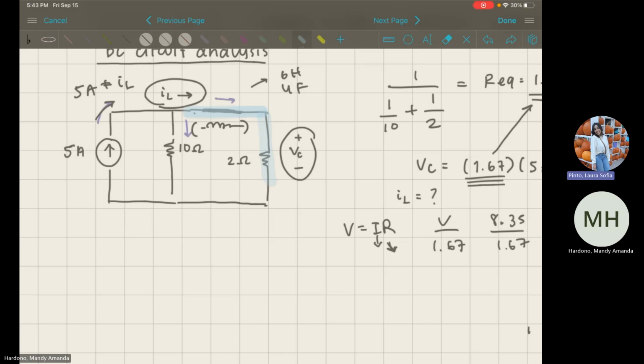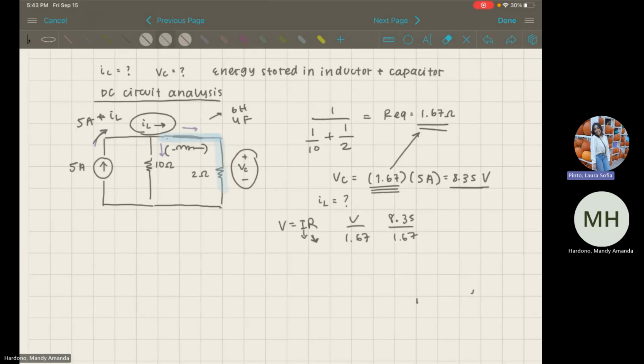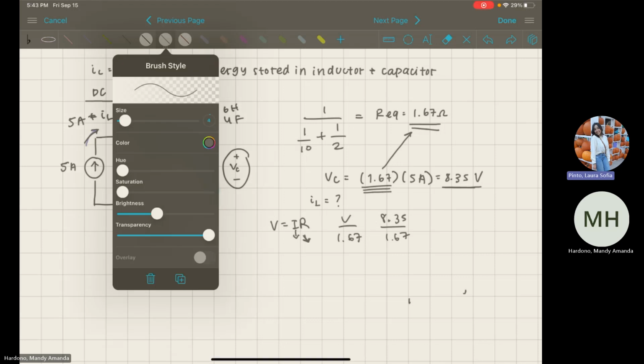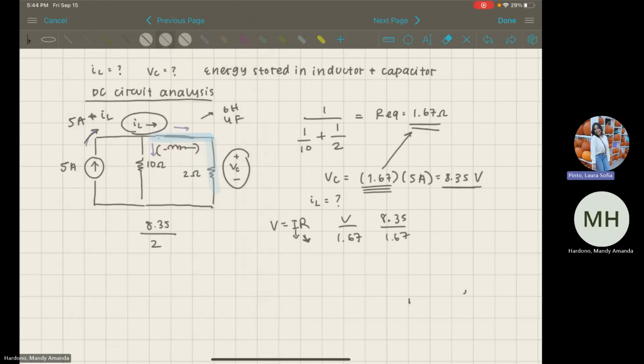So we do 8.35 divided by 5. Divided by 2? 8.35 divided by 2. Is it because you share the node? Because if the inductor were still there, it'd be sharing the node with the inductor. The inductor is there, but it acts as if it's not there in a DC circuit. But why is it 2? Because 2 ohms is the resistance, the resistor right there.